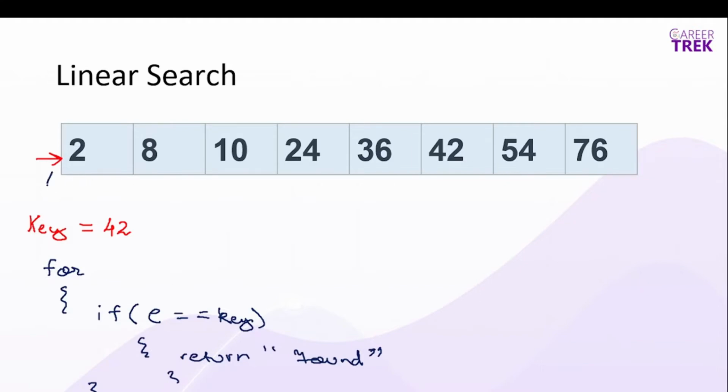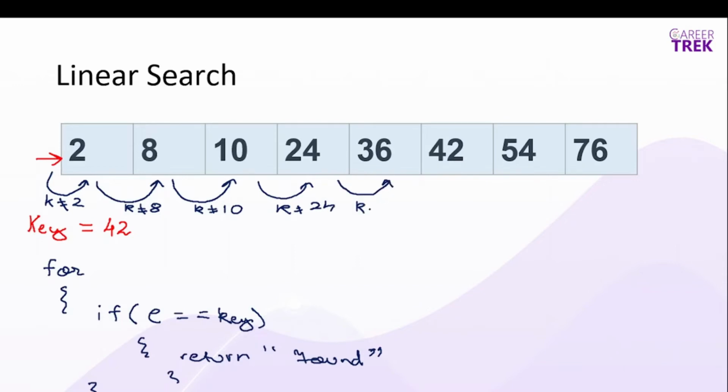If we start from the first element, I will check if the key, I'll call it k, is equal to the element. In this case, the element is equal to 2 and key is equal to 42, which is not equal to 2. So it will move to the next element in the list. Again, I will see that k is not equal to 8. Therefore, we'll move to the next element. Again, k is not equal to 10. For 24 as well, k is not equal to 24. For 36 as well, k is 42, and again it is not equal to 36.